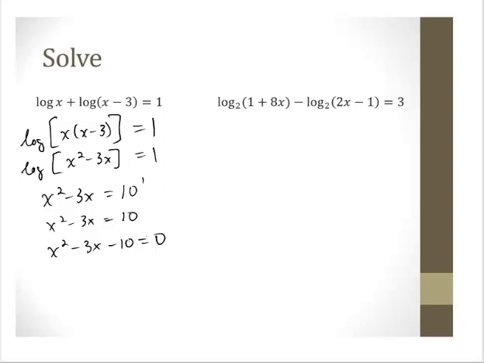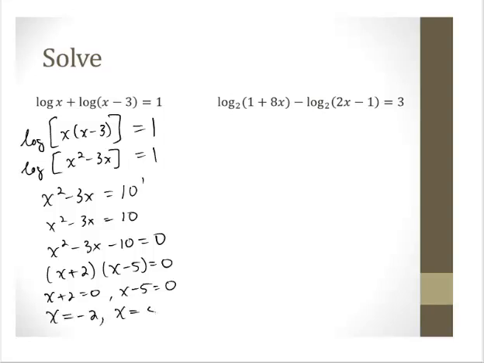And I think this factors as x plus 2 times x minus 5. So then x plus 2 equals 0, x minus 5 equals 0. So then x equals negative 2, x equals 5. So we appear to have two solutions to this equation. But now we have to check.